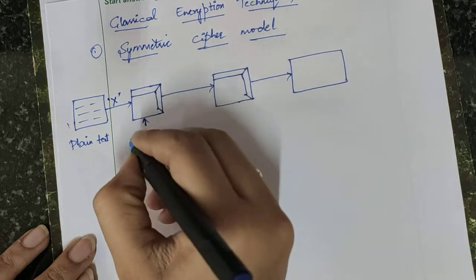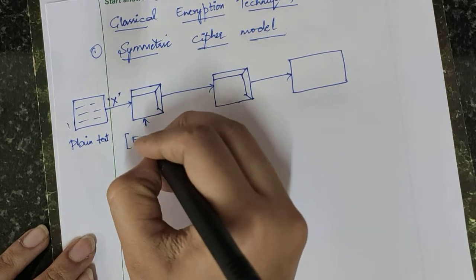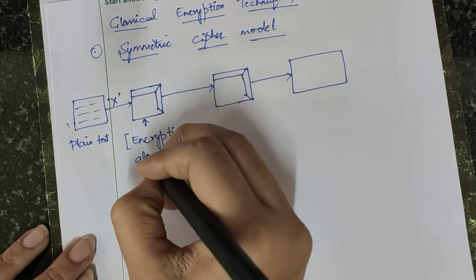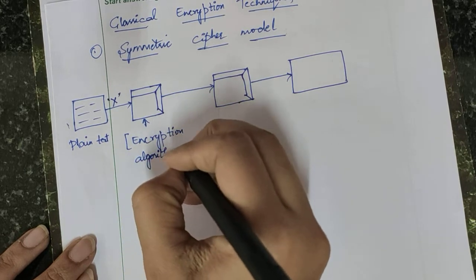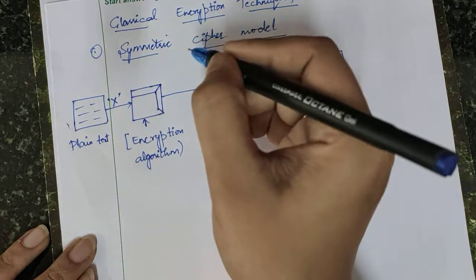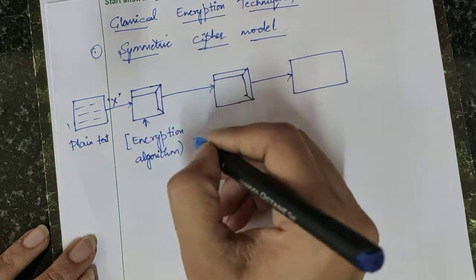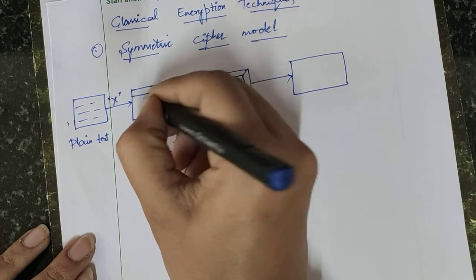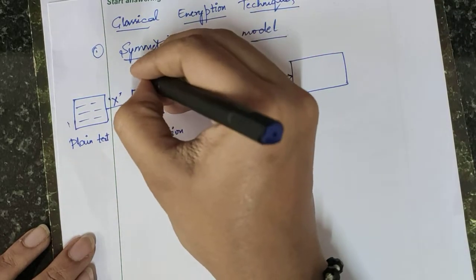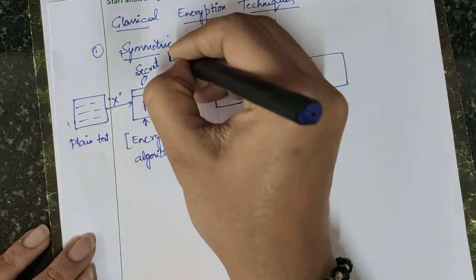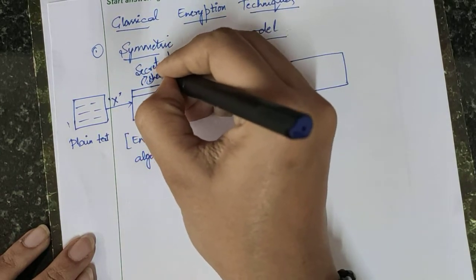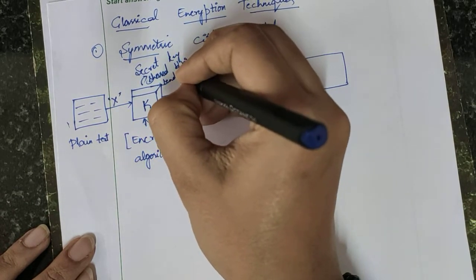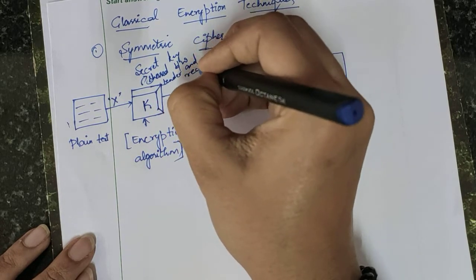This is nothing but the encryption algorithm, which is known to both sender and receiver. Okay, so now how does the encryption algorithm work? Inside this we have some secret key K, and this secret key is shared between sender and receiver, right?